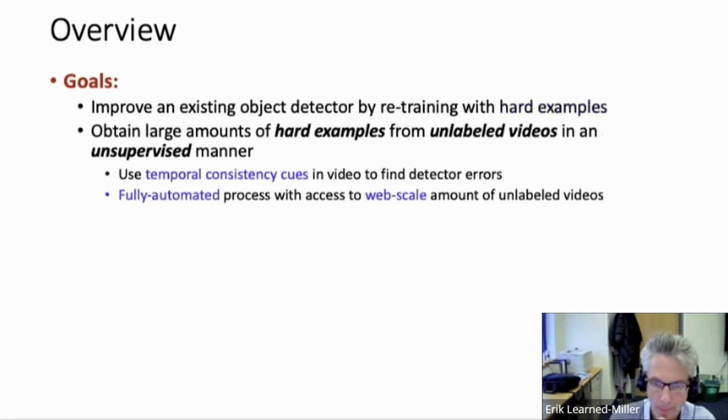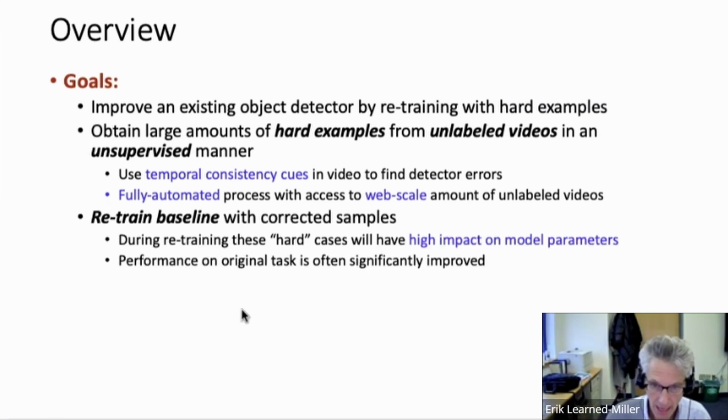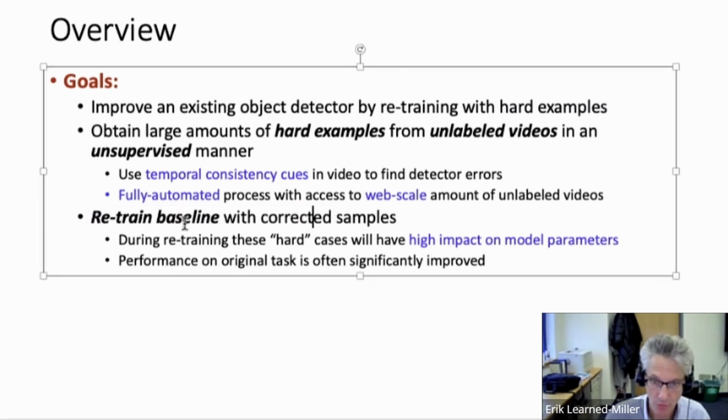So how are we going to obtain these examples? We're going to use what I call temporal consistency cues in the video to find detection errors. I'll explain what I mean by that in just a minute. This is going to result in a fully automated process that can help us produce millions and millions of these hard examples without any human effort. That's going to enable us to train better detectors. And then after we train these, we're going to retrain our baseline with these automatically obtained examples.